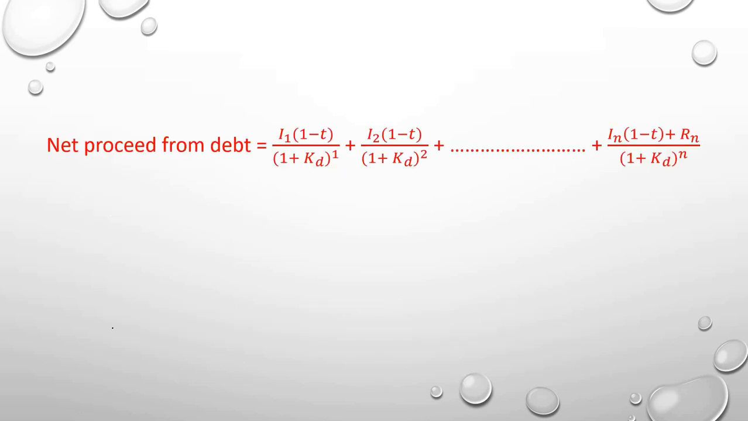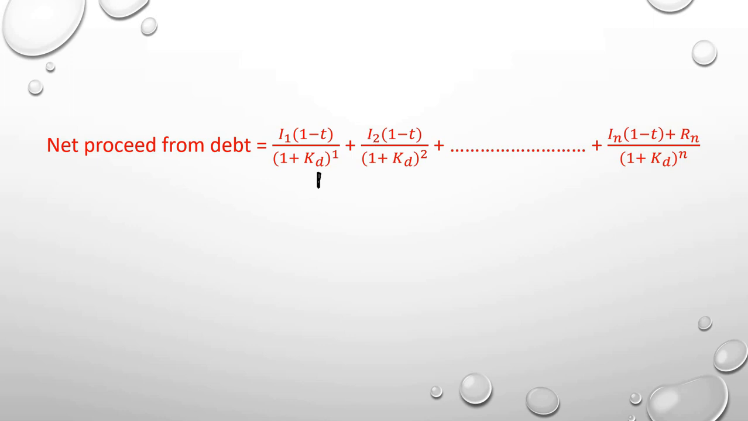Now, since we have already discussed the equation of the present value, net proceeds from debt, or you can say your issue price, will be equal to interest I1 that we have paid at the end of year 1, (1 minus T) upon (1 plus KD). Now over here, this KD will be your market price, whatever the price prevailing in the market, or you can say what price the other companies are paying. So what is the cost if the investor purchases the debentures from your company? From the investor's point of view, what kind of return is the investor going to earn?